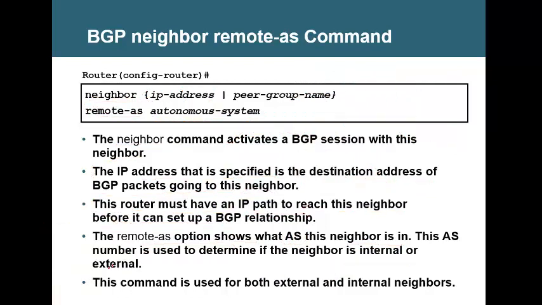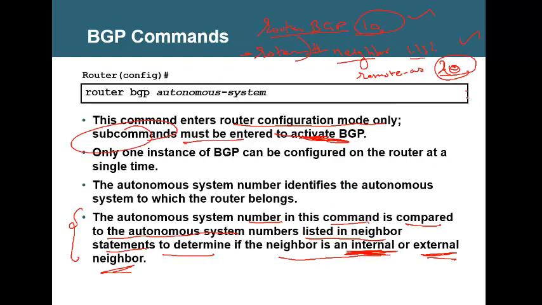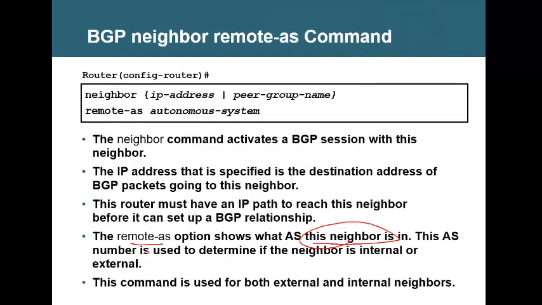The number that we type after the remote AS option shows in which autonomous system the neighbor belongs. If the neighbor's autonomous system and our autonomous system are different, then the neighbor is an eBGP neighbor. If it is the same, the neighbor is an iBGP neighbor. That's what it says. The remote AS option shows what AS the neighbor is in. This AS number is used to determine if the neighbor is internal or external.